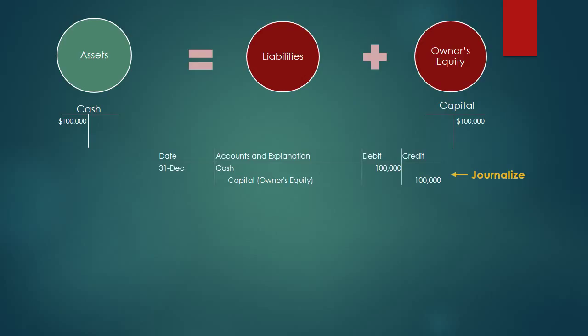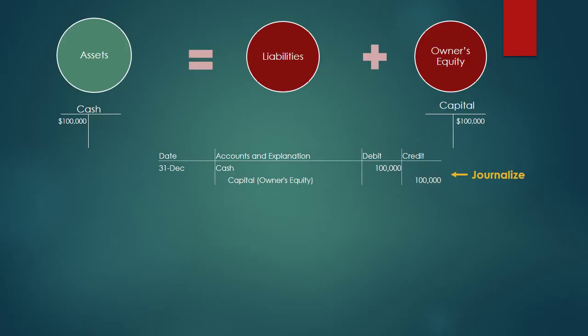Here you see again, because debits are always listed first, we're going to show our cash as a debit, and right below that we're going to show our capital account as a credit. You have 100,000 on each side, you're in balance.